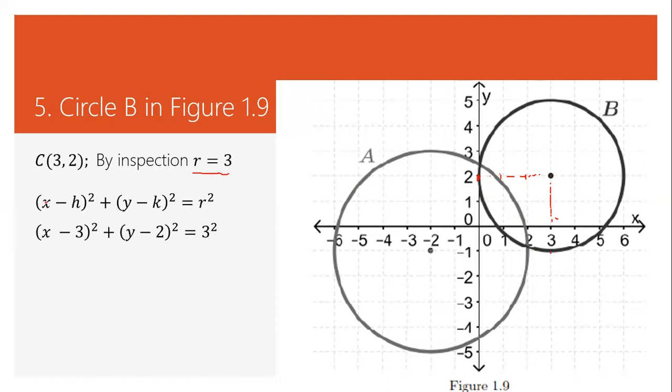standard equation. So x minus, ang h nato is 3, ang k is 2. x minus 3 squared plus quantity of y minus 2 squared is equal to 3 squared. So x minus 3 squared plus y minus 2 squared is equal to 9.